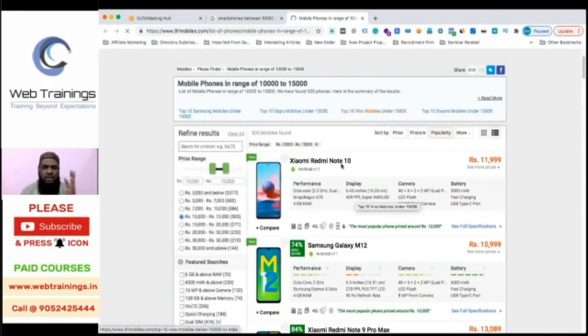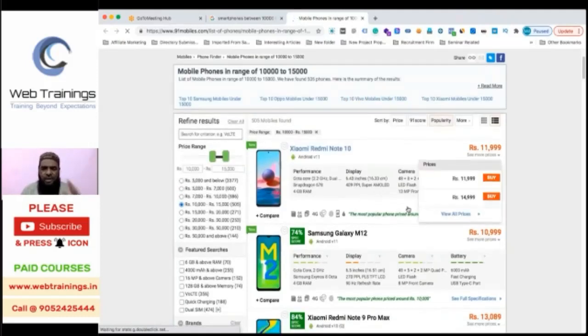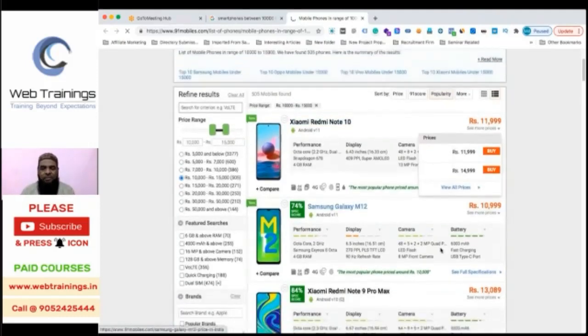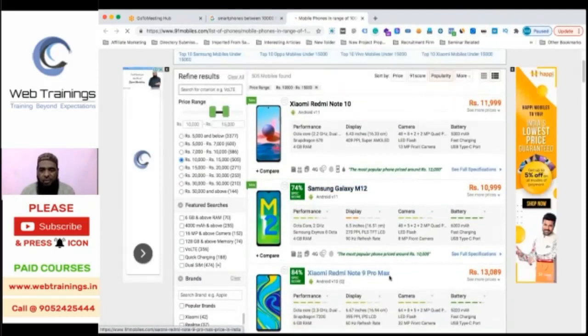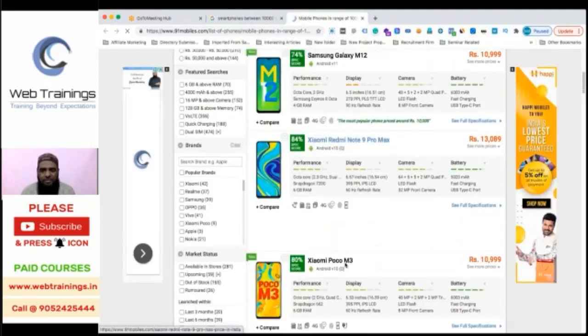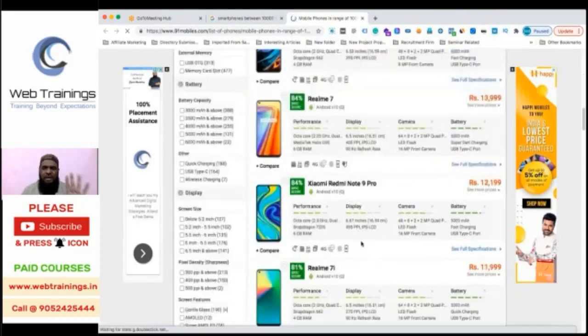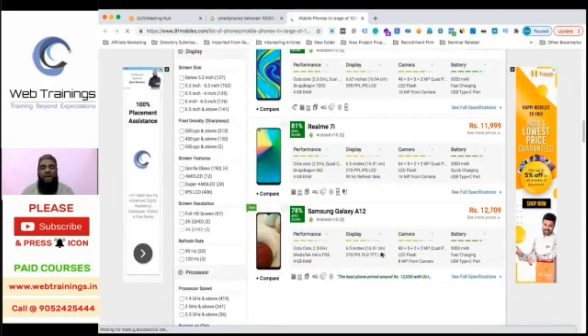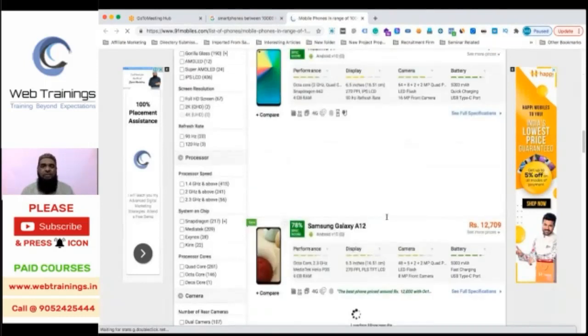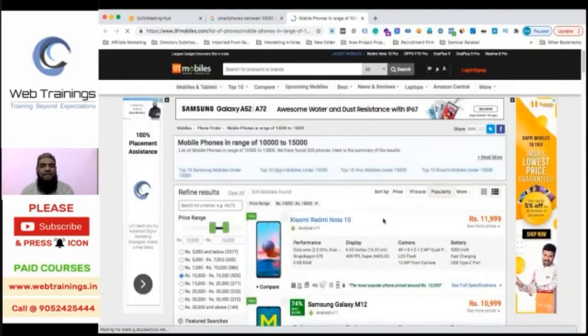Xiaomi Redmi Note 10, 11,000 or 12,000 something. Galaxy M12, Galaxy Note 9 Pro Max, then Poco M3, Poco X3, Power, right? There are different options, right? So after reviewing all this, I realized there are only two options here. One is the Note phone. The other option we have is the Samsung M12 and all that.